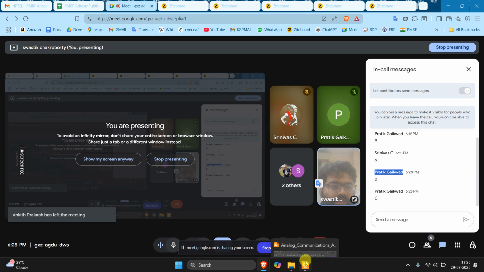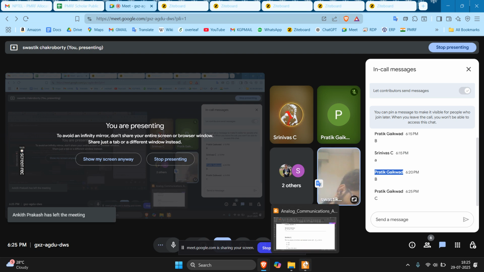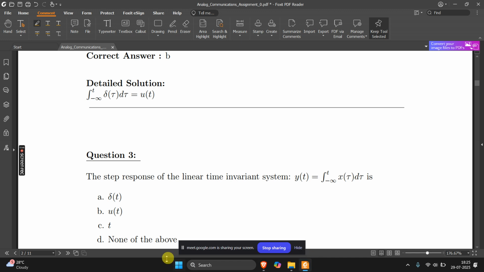Same question, same setup, but C. Can you tell me why? Here we'll be taking the x of t as u of t. So as u of t will exist from 0 to t, integrating u of t in the interval 0 to t will result in the answer t. Yes, right. Very good. So the correct answer is t.